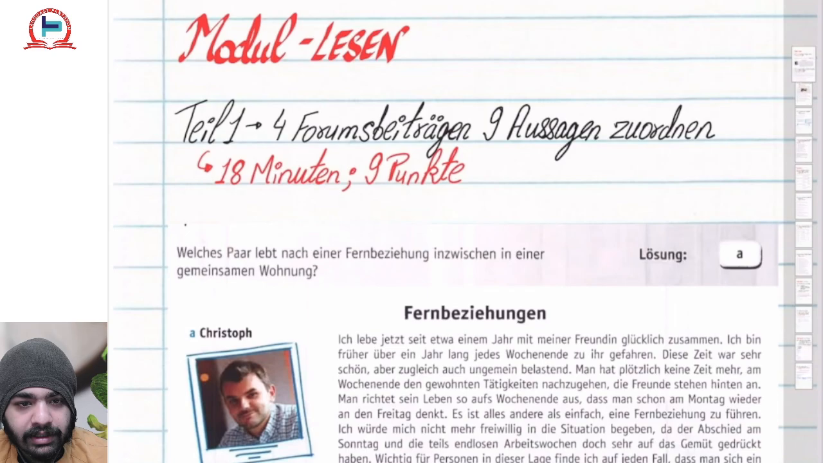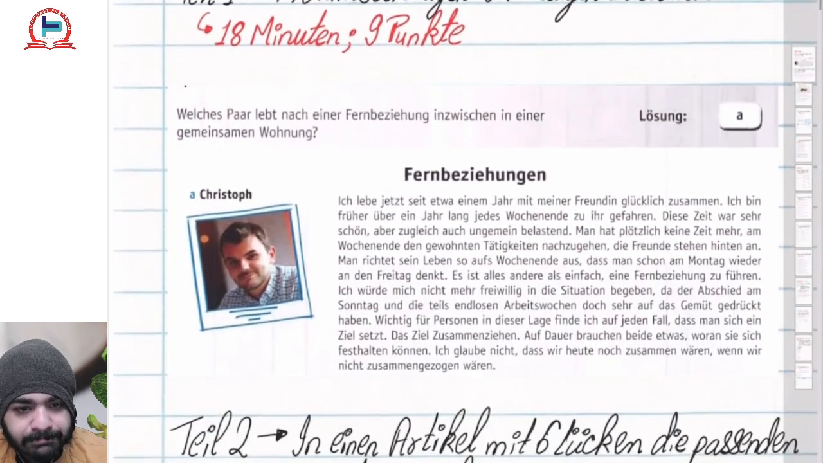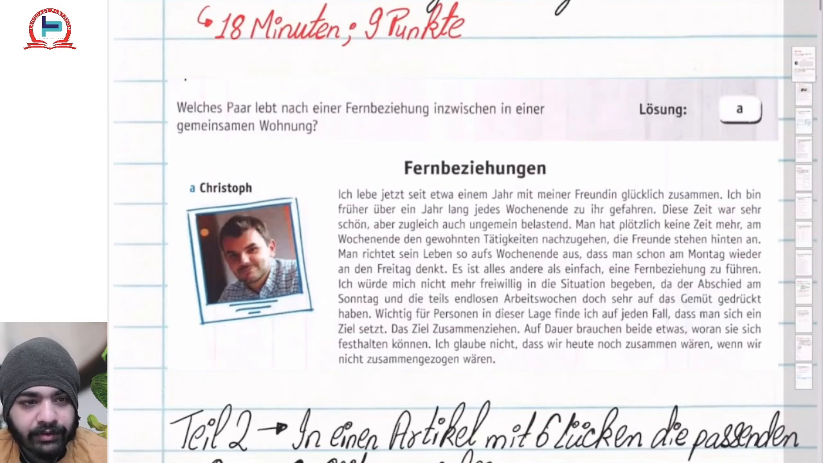There are 4 people who have kind of given a short post about something, their opinion about something, and there are 9 statements. Okay, 4 people and 9 statements. Each of these 4 people will be labeled as A, B, C, or D, and there will be 9 statements. You have to choose one person for each of these statements. So just to give you an example, the questions would look something like this.